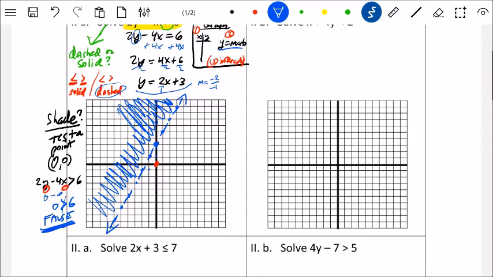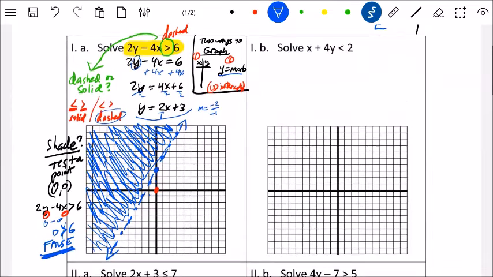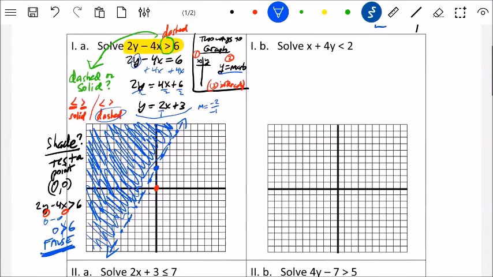It doesn't have to be every tiny little space, but make it reasonable, so it's very clear where the shading is supposed to be. So that has been correctly shaded.